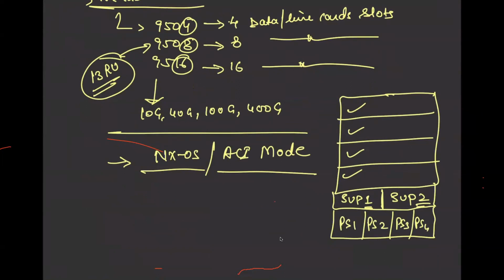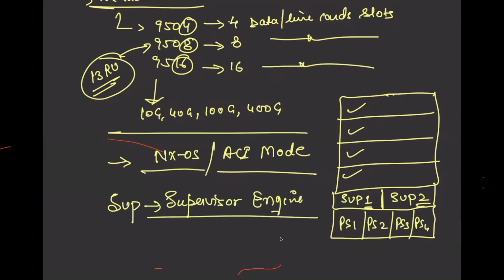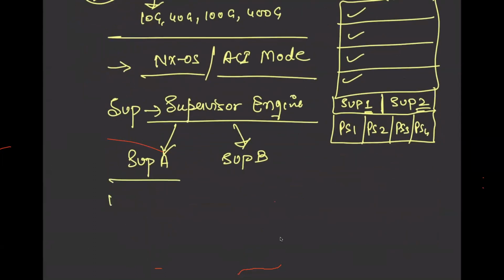So the 9504 is going to have 4, the 9508 is going to have 8, and the 9516 is going to have 10 power supplies. The sup, which is known as the supervisor engine, has 2 models, Sup A and Sup B. Sup A is a 4 core with 16 GB of RAM, and Sup B is a 6 core with 24 GB of RAM.